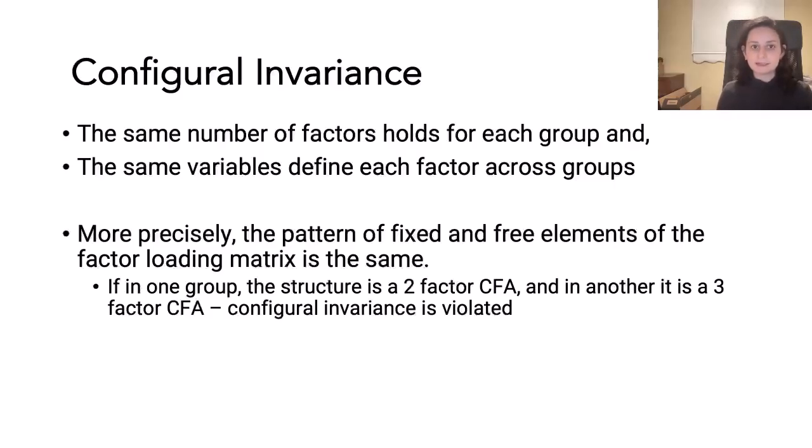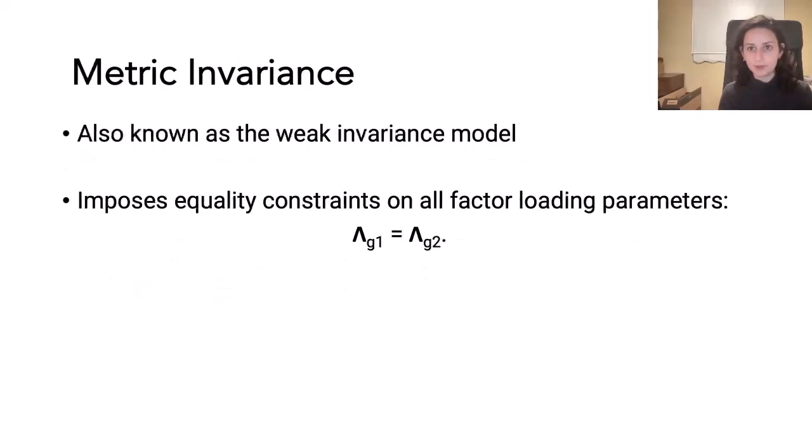So more precisely, it's saying that the pattern of fixed and free elements in our factor loading matrix is the same. So if in one group the CFA structure is a 2-factor CFA, and in another group it's a 3-factor CFA, that means we violated configural invariance. You can't have a 2-factor CFA in one group and then a 3-factor in another.